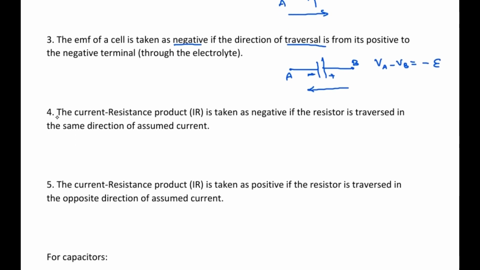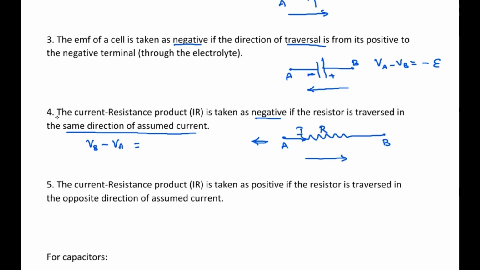And the fourth one, the current resistance product, that is IR, is taken as negative if the resistor is traversed in the same direction as the assumed current. Assume that this is a resistor through which current I is passing, its resistance is R, current is moving from A to B, and we are traveling from A to B. So, the resistor is traversed in the same direction as the current. Then what is the value of the change in potential? Change in potential means final potential at B minus potential at A. For us, B will be the final point where the final potential is VB. Point A is the initial point and the potential is VA. VB minus VA is equal to IR.